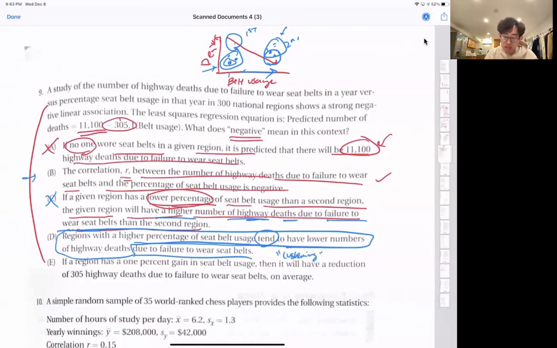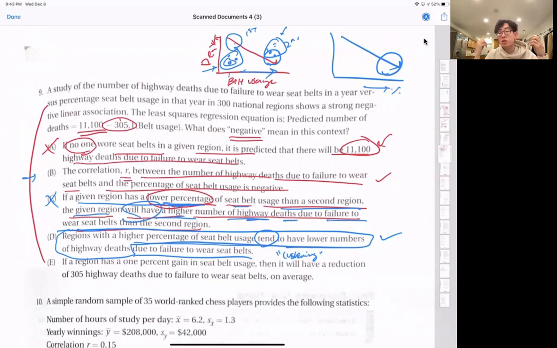So higher percentage means that, based on the predicted line, the higher the percentage of seatbelt usage, we get a lower amount of deaths, or it tends to be in that behavior. So this one I do like. C is like, if a given region has a lower percentage of seatbelt usage, the given region will have this. We don't want to say "will have," we want to say "will most likely have" a higher number of highway deaths. If they had said the word "likely" in this choice, then it would be a much stronger candidate for the answer. But this is just straight up saying cause and then effect. We really don't want to say that in statistics, especially when describing two different types of associations here.